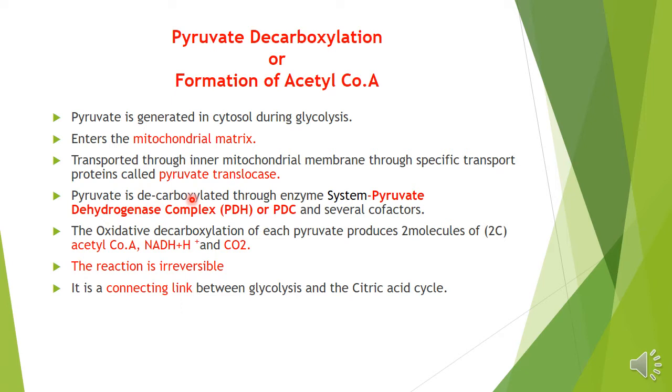There is a proper system of enzymes, multiple enzymes acting as a unit, which is called the pyruvate dehydrogenase complex, also named PDH or PDC, which in addition needs several cofactors. We'll discuss it in detail. The net result will be the production of acetyl coenzyme A, a 2-carbon molecule, reduced NADH, and carbon dioxide will be released.